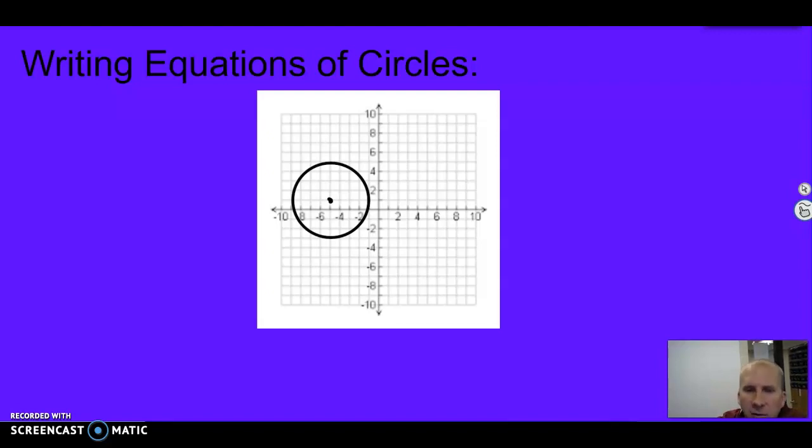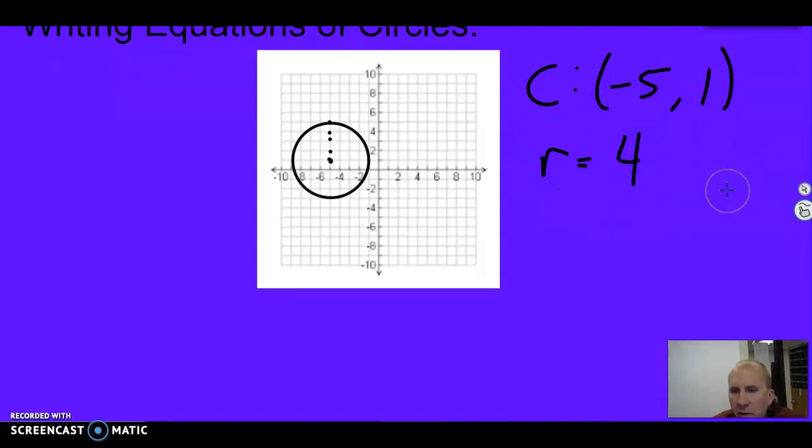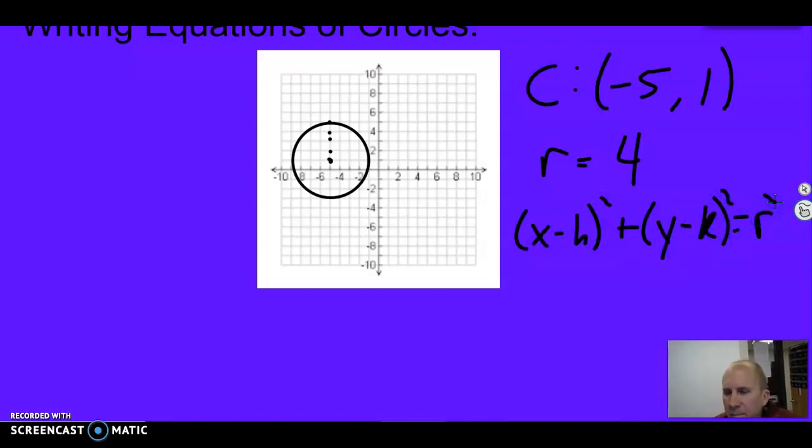So we start by listing out our critical information. The center of the circle is going to be at the point negative 5 comma 1. So we look at where the center is. From there we count 1, 2, 3, 4 squares to get us to the circle. So our radius is 4. Once you have your critical information, we can plug into our formula, which is x minus h squared plus y minus k squared equals r squared.